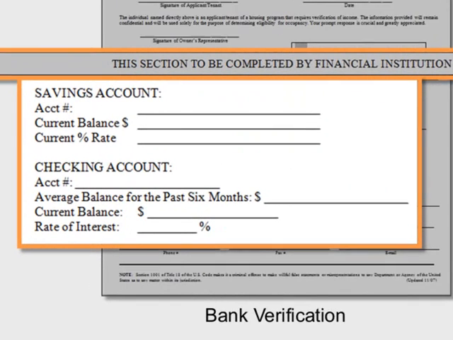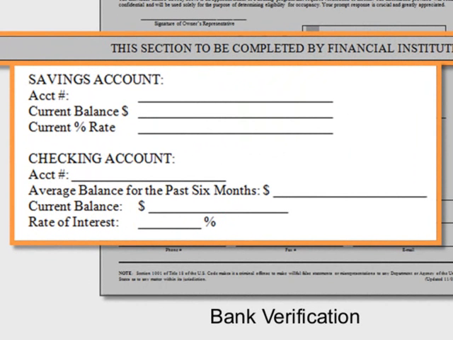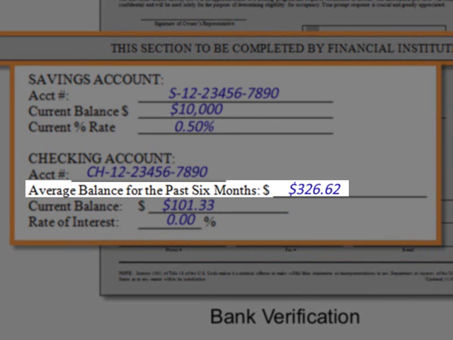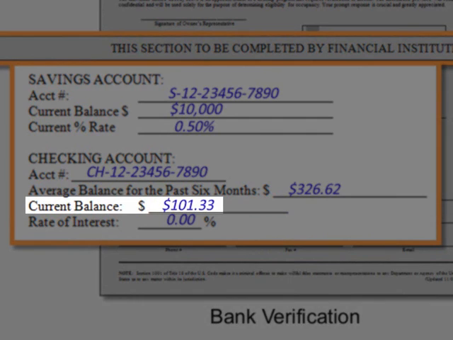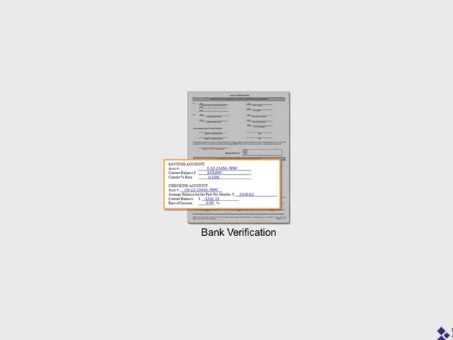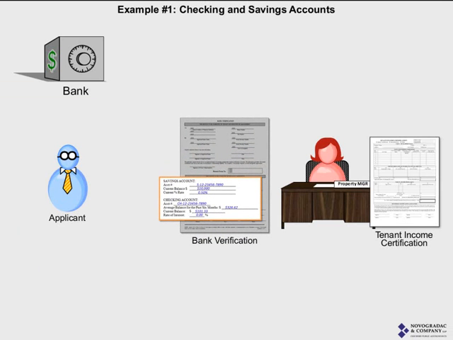So let's say that this bank indicated the savings account balance to be $10,000. The current percentage interest rate would be 0.5%. The checking account has an average balance for the past 6 months of $326.62. The current balance is $101.33, and the interest rate is 0.00%. So now this information is the information that I'll be entering on the tenant income certification.